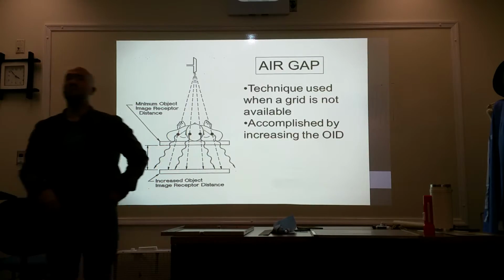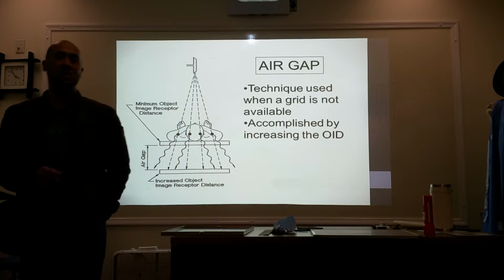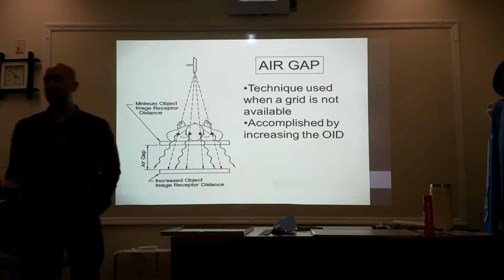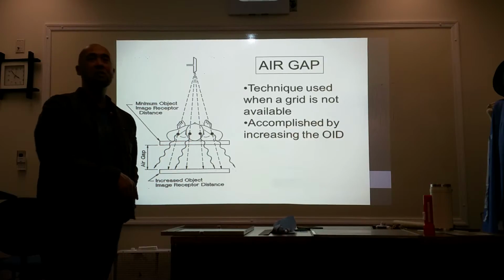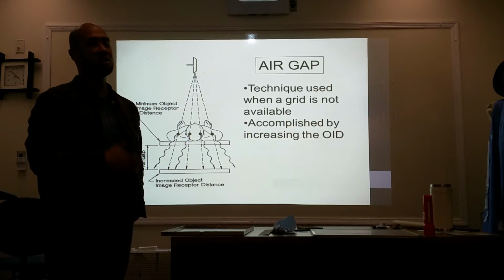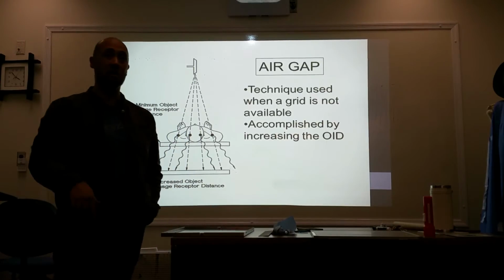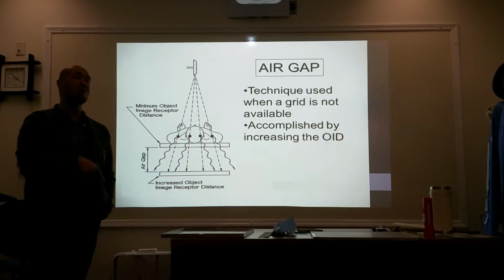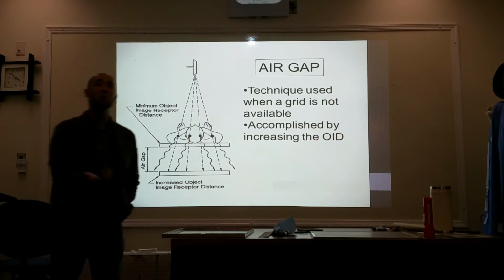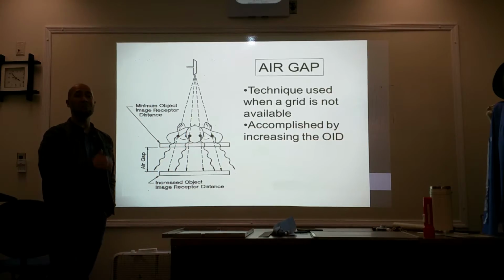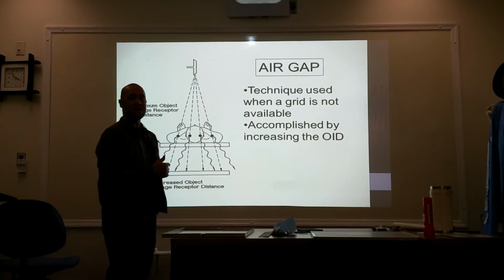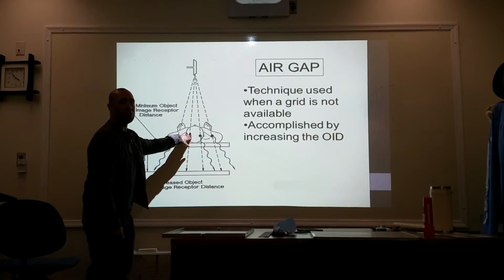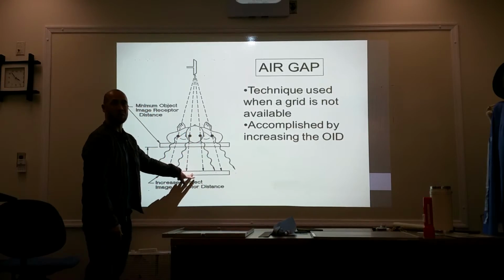And then lastly, before I let you guys go, is known as the air gap technique. Let's just say you get called into the emergency room. You forgot to bring a grid. Let's just say it was for a chest x-ray, but you didn't bring a grid. Well, I can easily correct that by not running back to the department and grabbing a grid. I am going to employ what's known as an air gap technique, where I am increasing my object to image distance, the distance from my object to my image receptor.